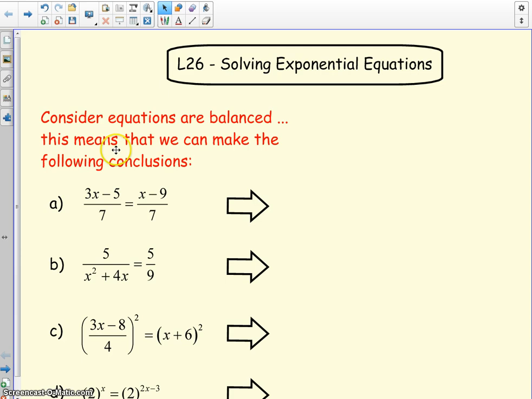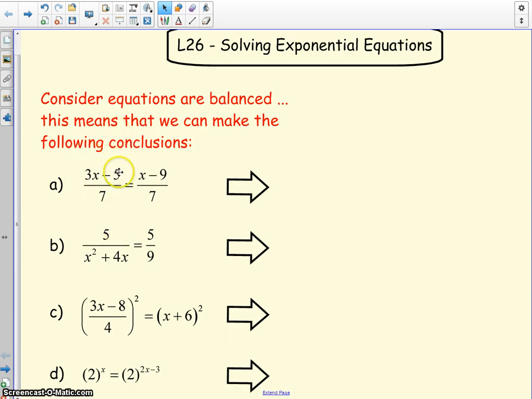Before getting into that, just remember, looking at some types of equations we've seen before, that when our equations are balanced, we can make certain conclusions. So, for example, look at A. If we have 3x minus 5 over 7 and x minus 9 over 7, since both sides of the equation are divided by 7, you could multiply both sides by 7 and conclude that 3x minus 5 equals x minus 9. If you're looking to solve an equation like this, that would probably be the first step, again, multiply both sides by 7 to get a more simplified form.